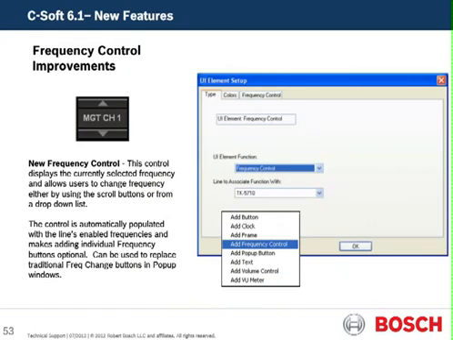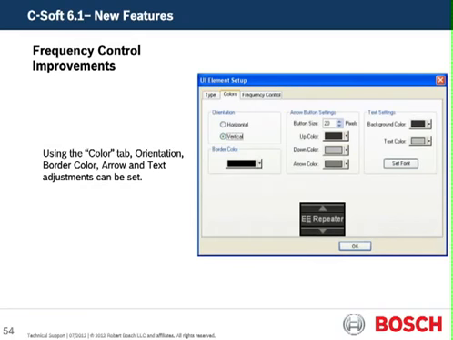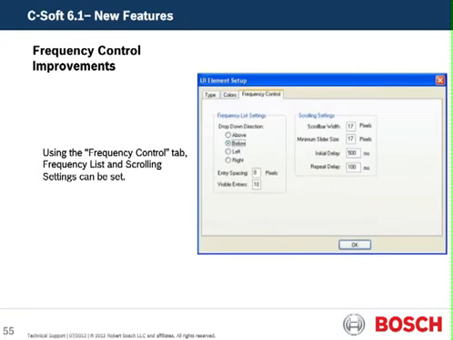In addition to our traditional freq change buttons, we have added a frequency control feature. The following slides will cover configuration and operation of this new feature. Once the button type and line to associate with have been selected, click the Colors tab. You can now choose horizontal or vertical alignment, the border color, the arrow size, up-down colors, background color, and text color. The button's font parameters can be configured using the Set Font button. The Frequency Control tab allows you to configure the frequency list position and scroll settings.